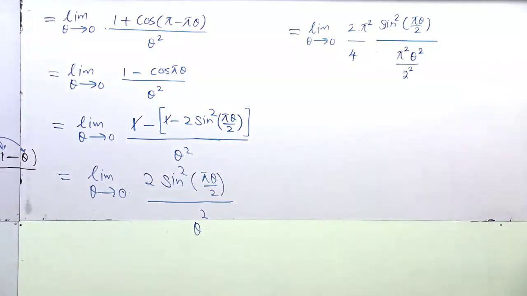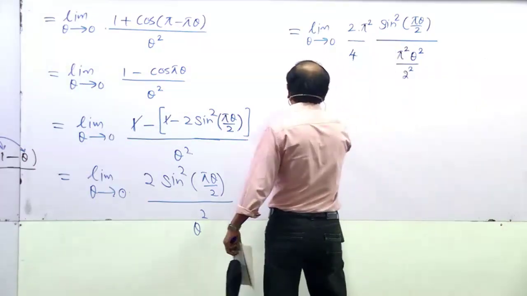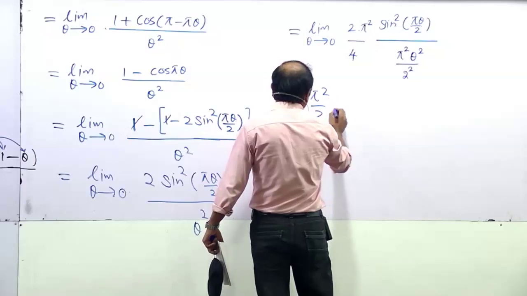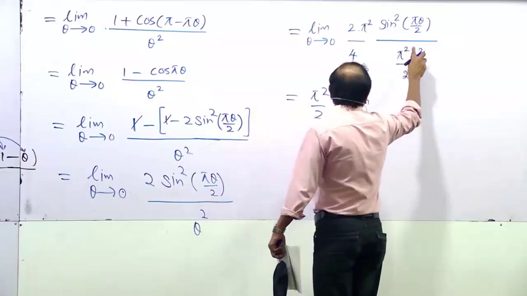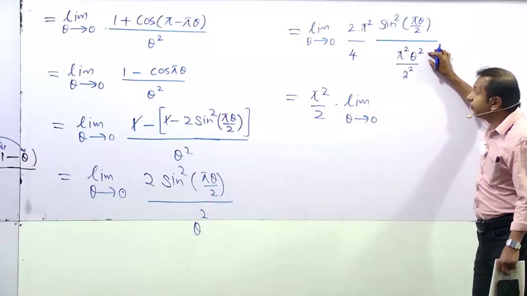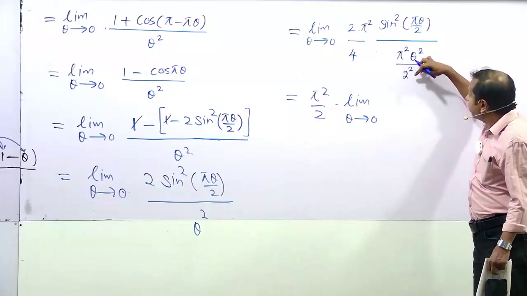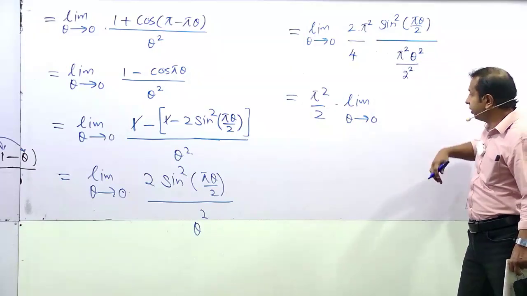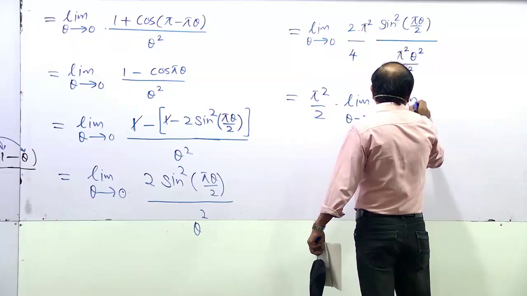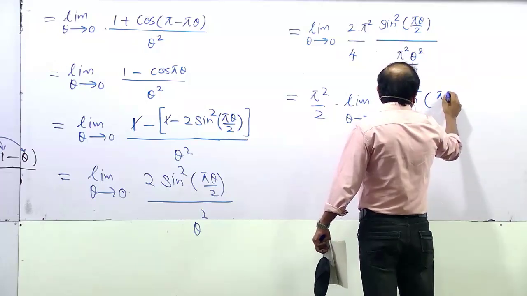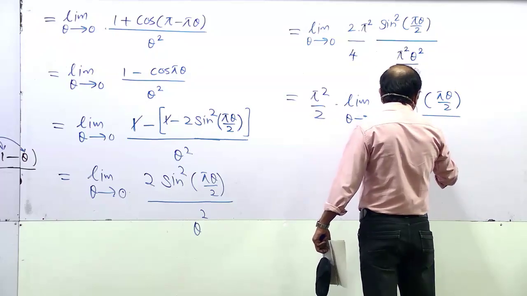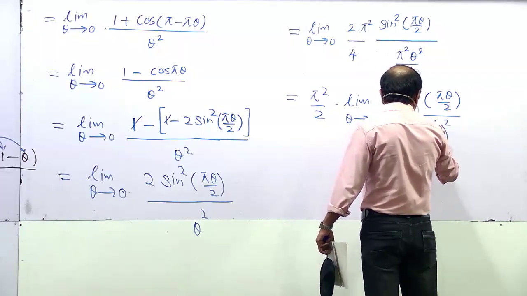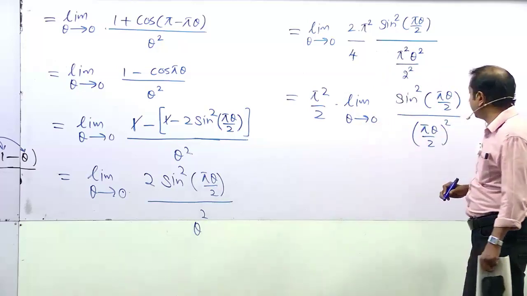Right. Okay, children, take this out. Our limit theta going to 0. Right. This one you can write like this, no, people, here. Pi theta by 2 perfect square. We can write this one, right? Sine squared pi theta by 2 divided by pi theta by 2 perfect square. Right?